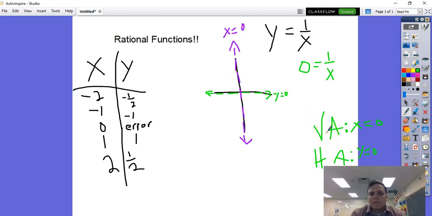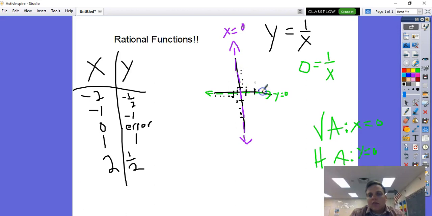All right, that's important. Now, let's plot some of these points. -2, -1/2. So -2, if I say that's -1, that'd be something like right there. -1, -1, so that'd be something like right there. And then if I was to include more, it's going to look like this. Because you should know that I get closer and closer to asymptotes without ever touching them. And then 1, 1, so 1, 1, 2, 1/2, so that'd be something like right here. It's going to do the same thing.